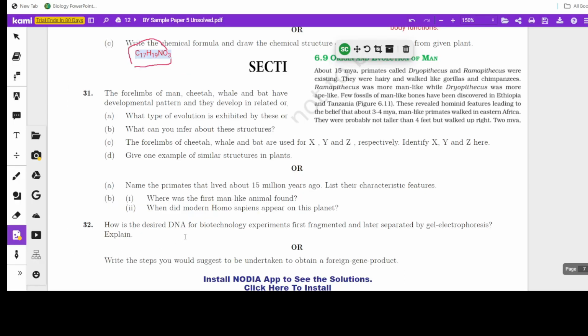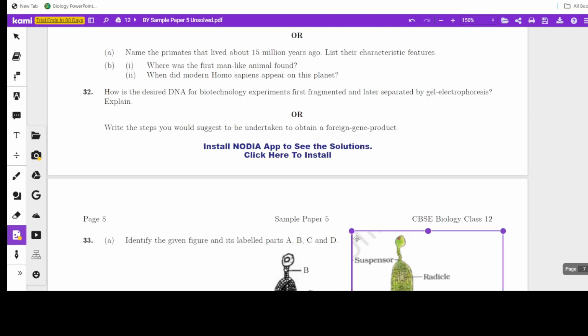How was the desired DNA for biotechnology experiments first fragmented and later separated by gel electrophoresis? So you have to write how it has been fragmented or cut using restriction endonuclease, and then the separation by gel electrophoresis method you have to write.